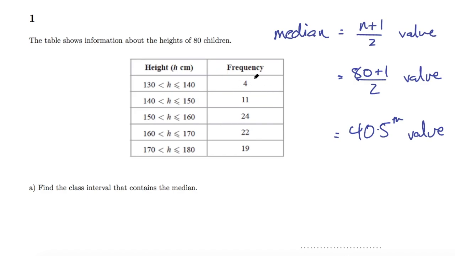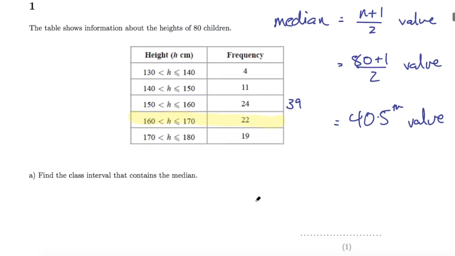So here we can see the first 4 children were between 130 and 140 centimeters. The first 15 children, if we add these up, will be between 130 and 150. And then the first 39 will be between 130 and 160. So if this is 39 children up to this point, the 40th child and the 41st child must fall into this category here. So we can say that the median class is 160 to 170.